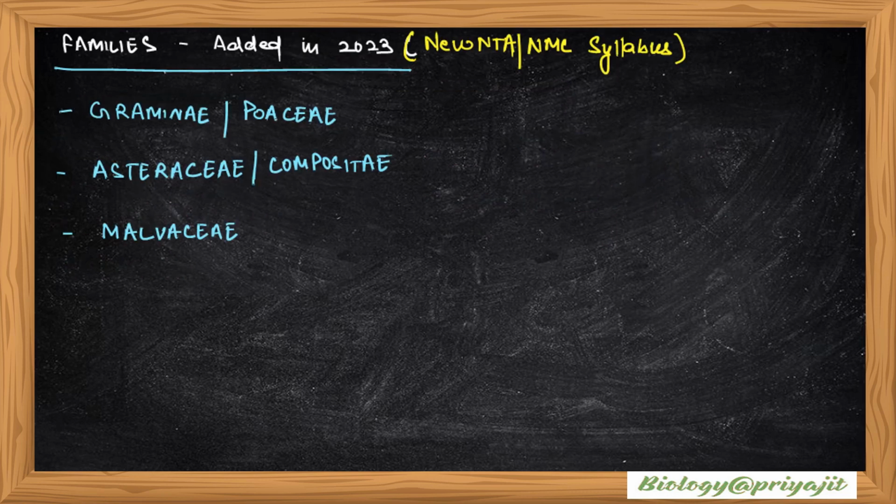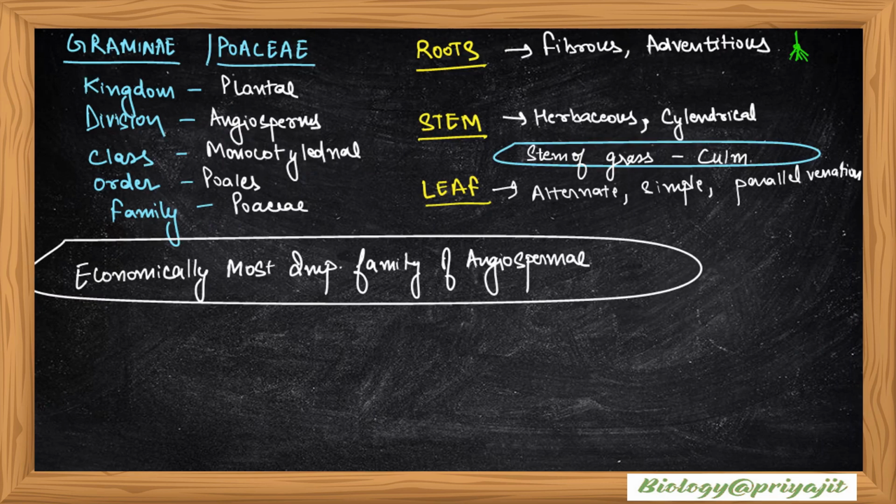Now let's start. Firstly, we'll start with the new families. The only monocot plant family is Gramineae or Poaceae. Then we will study Asteraceae or Compositae, then Malvaceae. So the Gramineae is the family for the monocot plants. All the Indian staple foods are included in this family, for example, wheat, rice, maize, millets, etc.